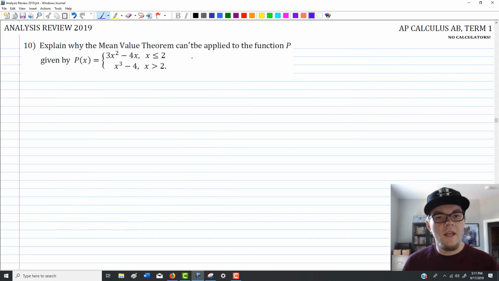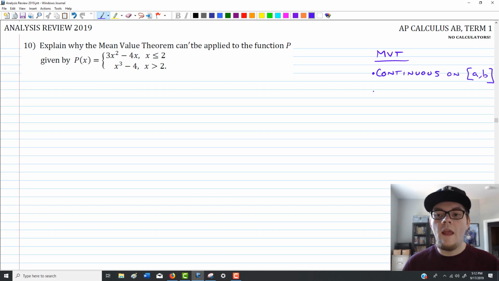Next question is question number 10, with this terrible printing on my page, but whatever, here it is fixed. So in question 10, we are asked to explain why the mean value theorem can't be applied to the function p, given p of x equals that piecewise function. We've dealt with the mean value theorem earlier. The things that are required, though, that you might have in your mind, is we need to be continuous on the closed interval, and we need to be differentiable on the open interval.